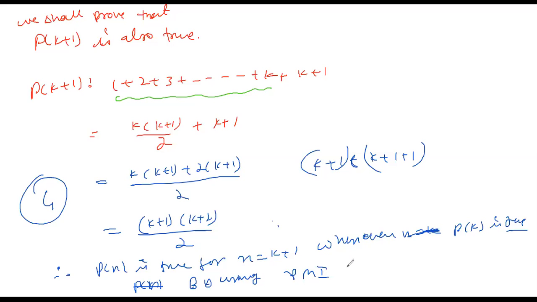By using PMI, P of n is true for all natural numbers. This is a 5 marks question. Confirm, one 5 marks question in this topic. Okay, can we go with the next question? If any student has doubts, they can ask or clarify. Okay, next.